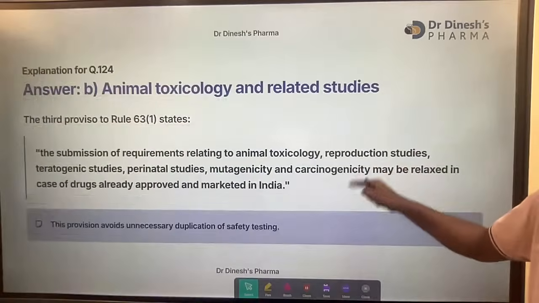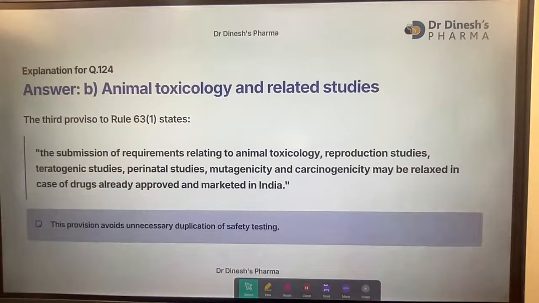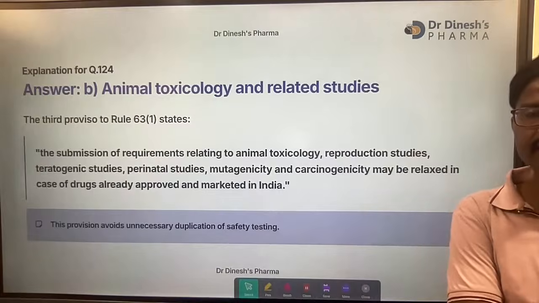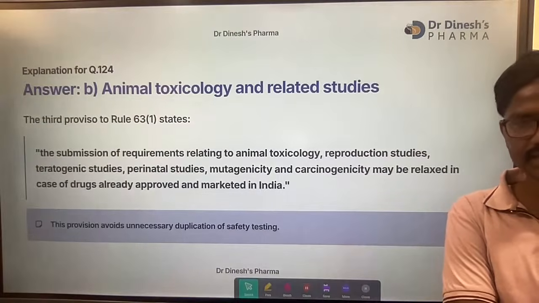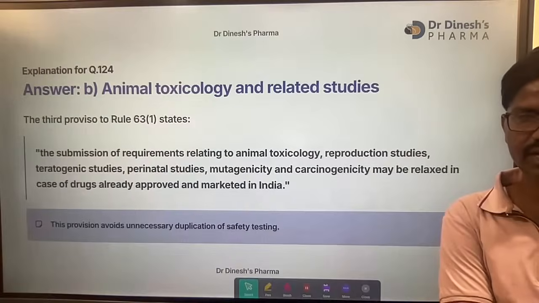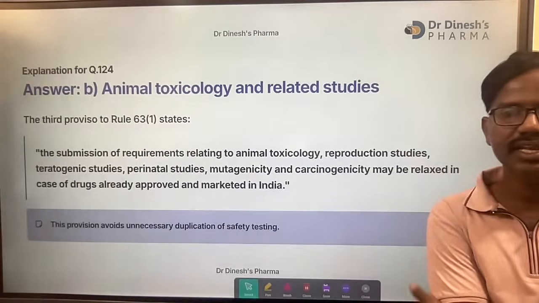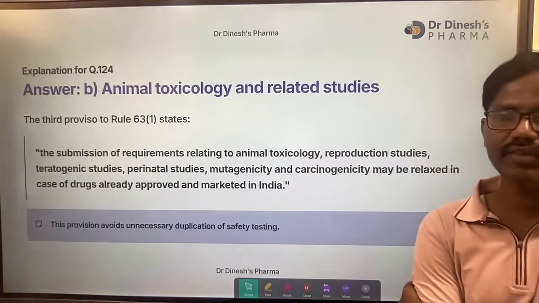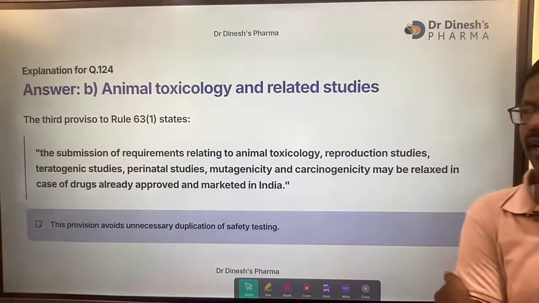Okay. The right answer is animal toxicology related studies. A drug is already approved by the preclinical trials. That's why you can exempt animal studies, but clinical investigations are always required. You must go with the clinical investigation, because how it behaves in human beings is different, right?